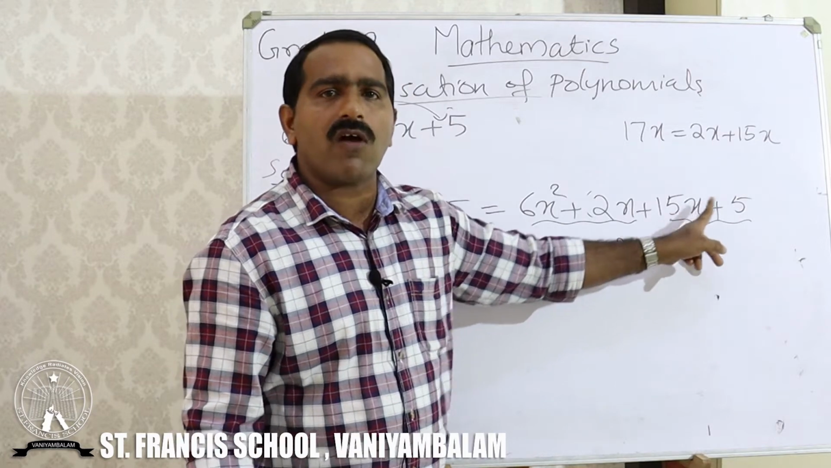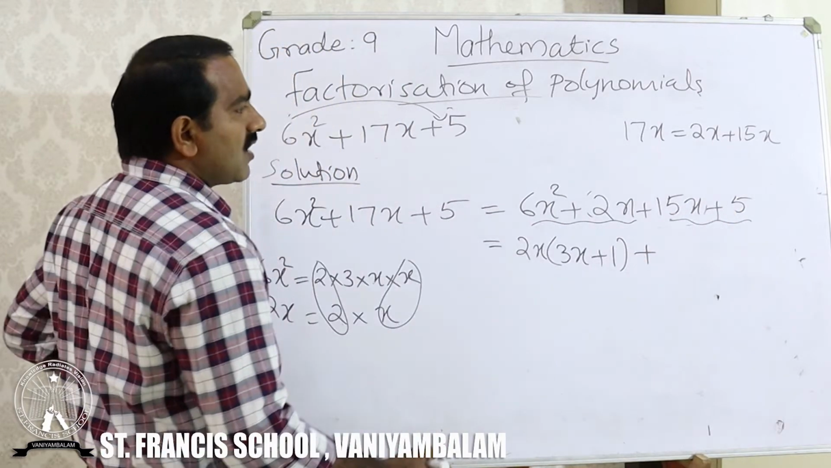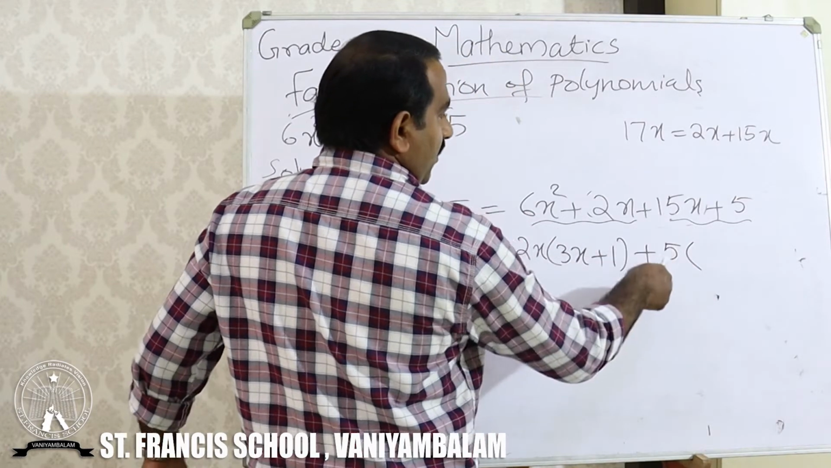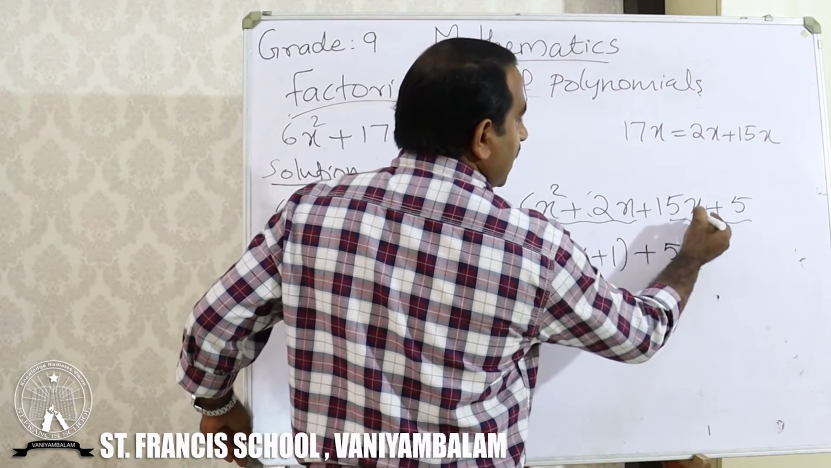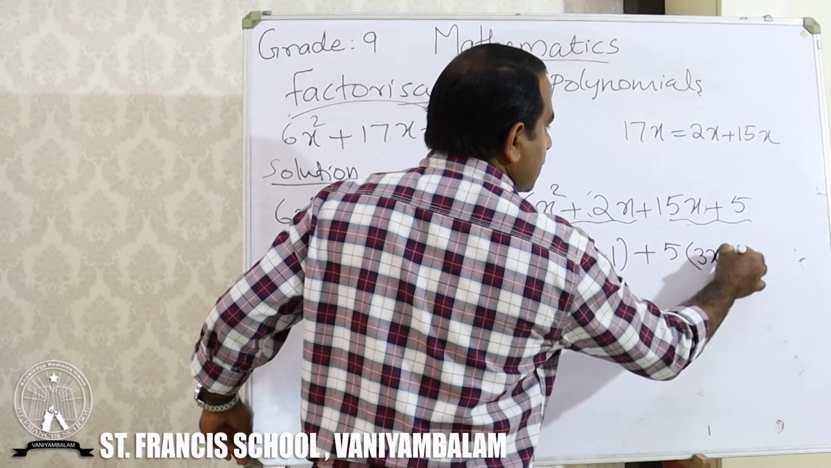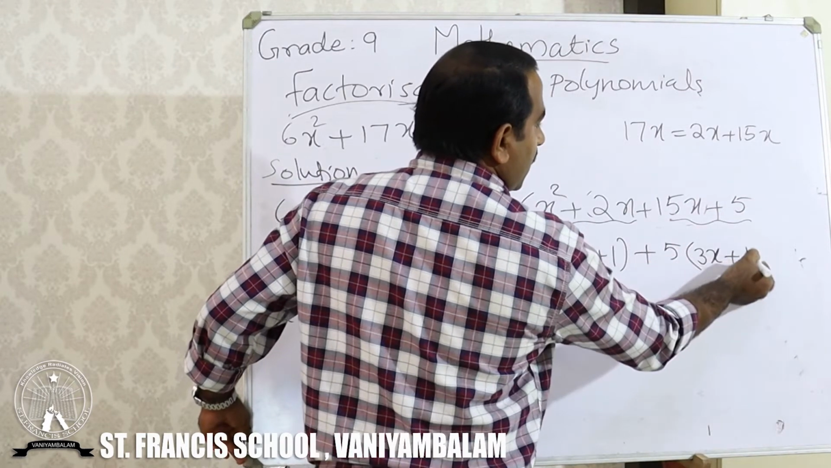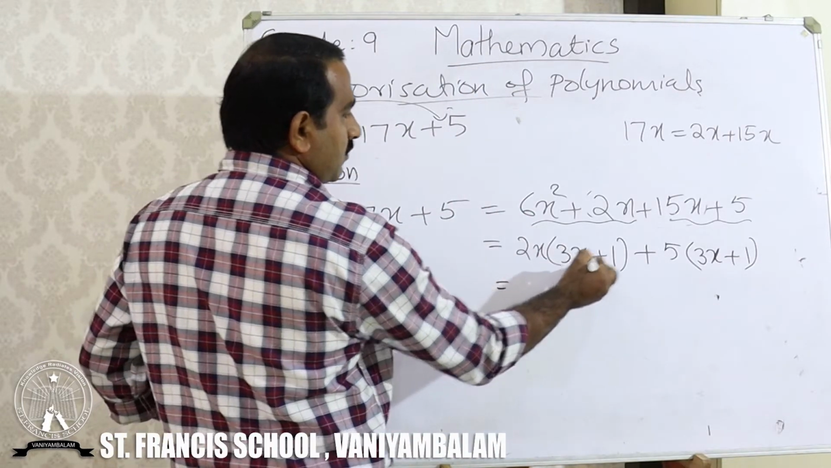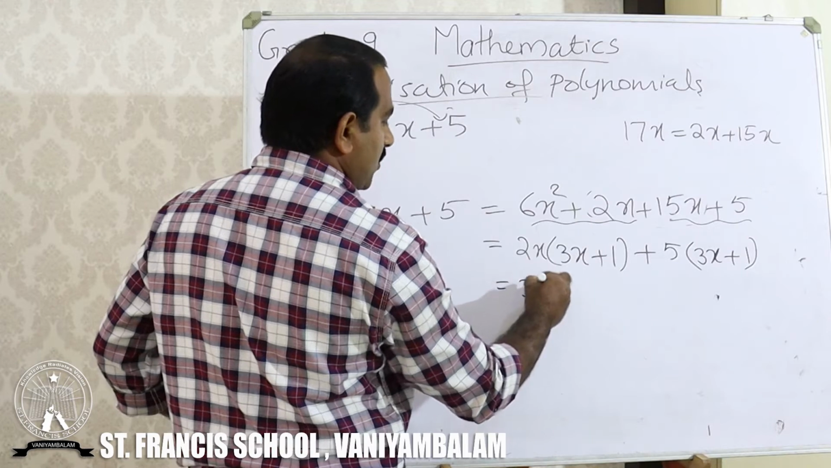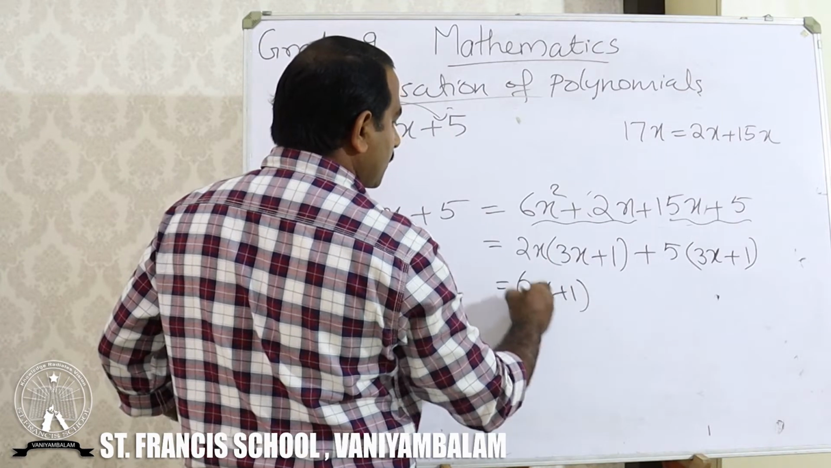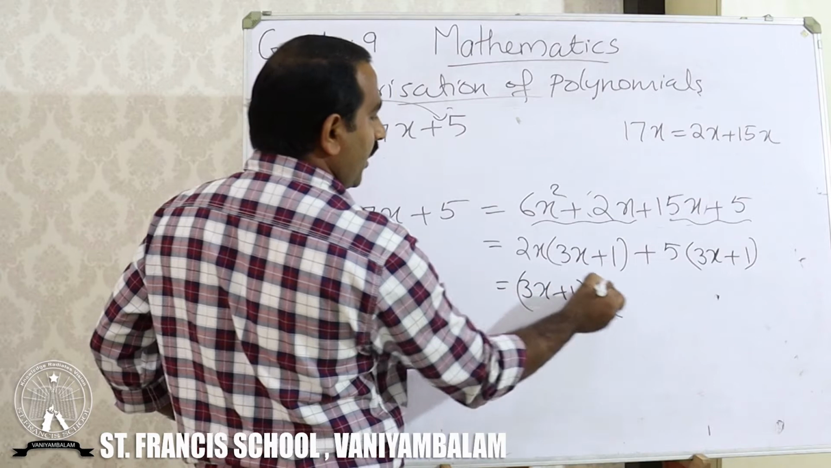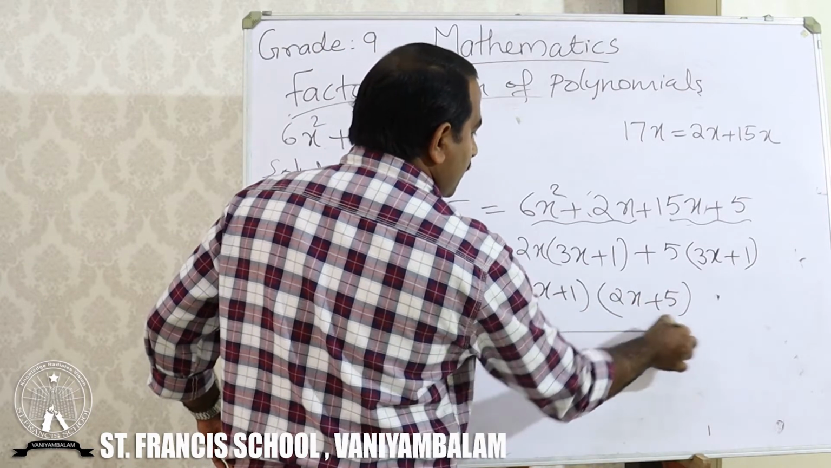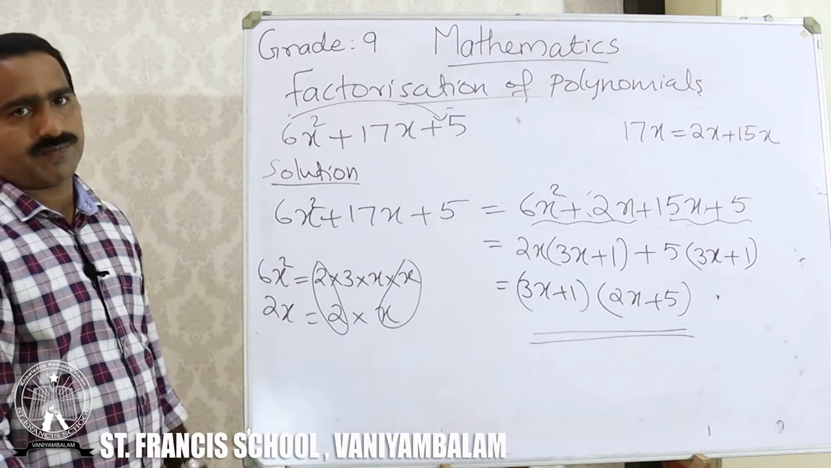15 is a multiple of 5, so we can write it with 5 outside. 5 into 3x plus 1. Now we can see that 3x plus 1 is common, so 3x plus 1 into 2x plus 5. So these are the factors of the given polynomial.